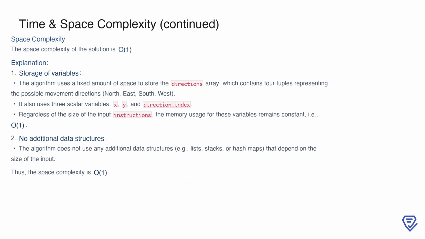The space complexity of this solution is O(1), which means it uses a fixed amount of memory regardless of the size of the input string. The algorithm maintains a small set of variables: the directions array, which holds 4 tuples representing movement directions, and 3 scalar variables x, y, and direction_index. These variables require a constant amount of space that does not grow with the size of the input. Moreover, the algorithm avoids using any additional data structures like lists or hash maps that depend on the input size. This ensures the memory usage remains constant, leading to a space complexity of O(1).